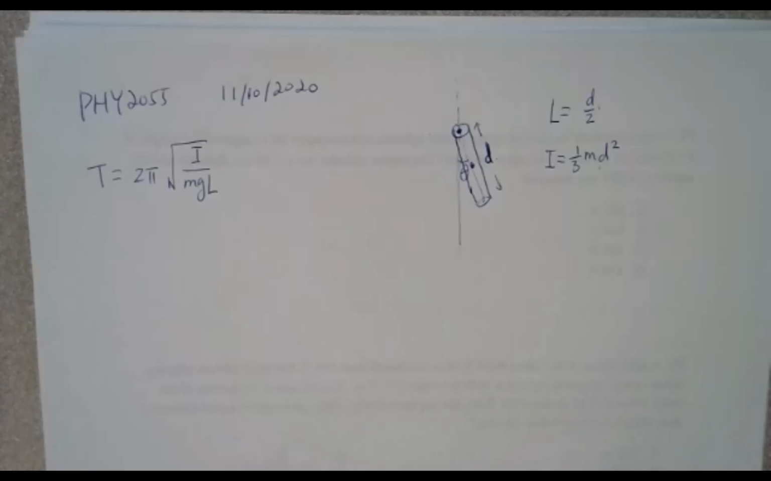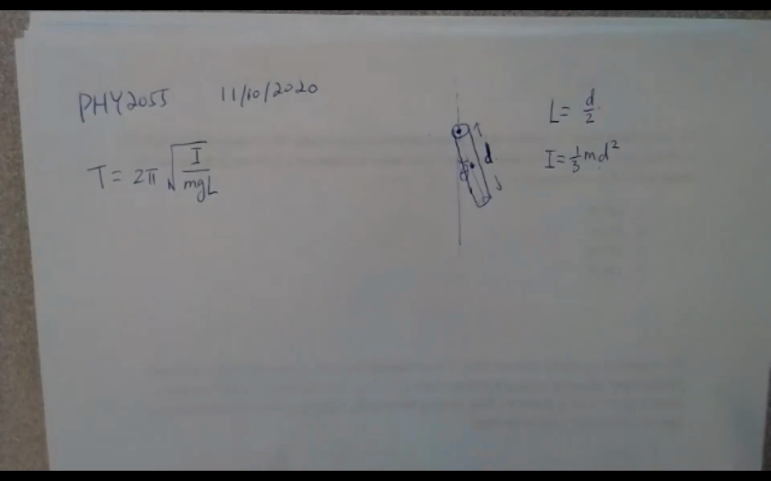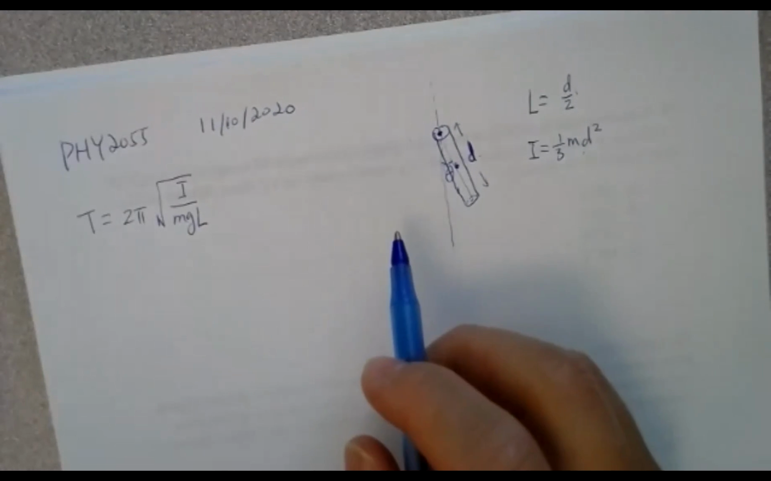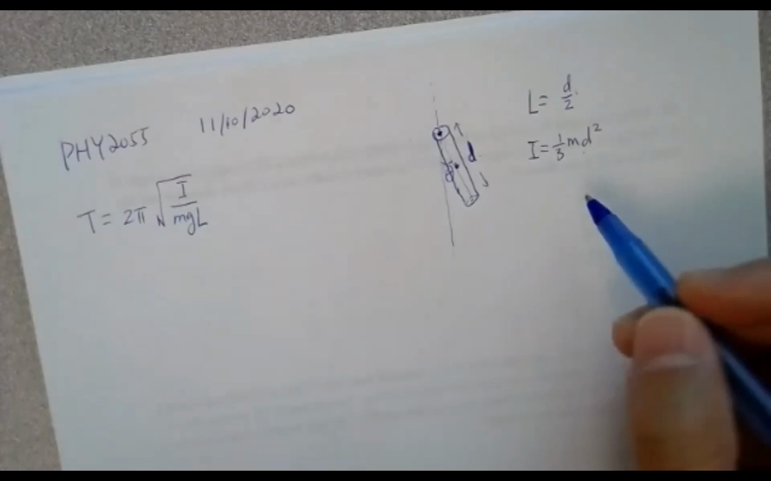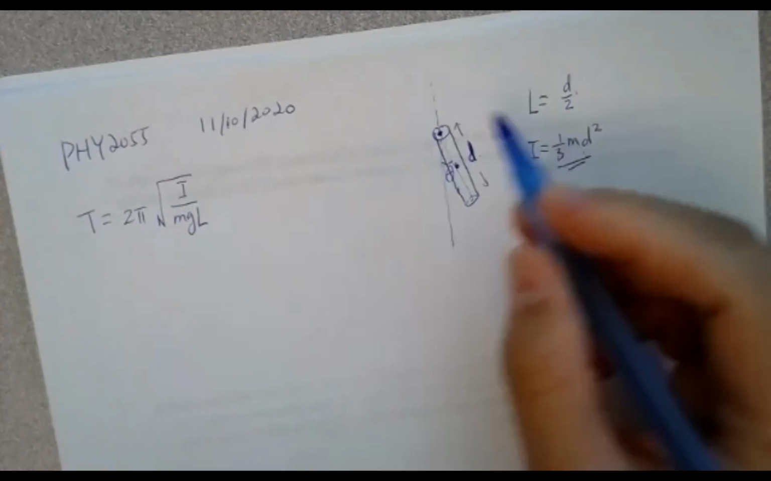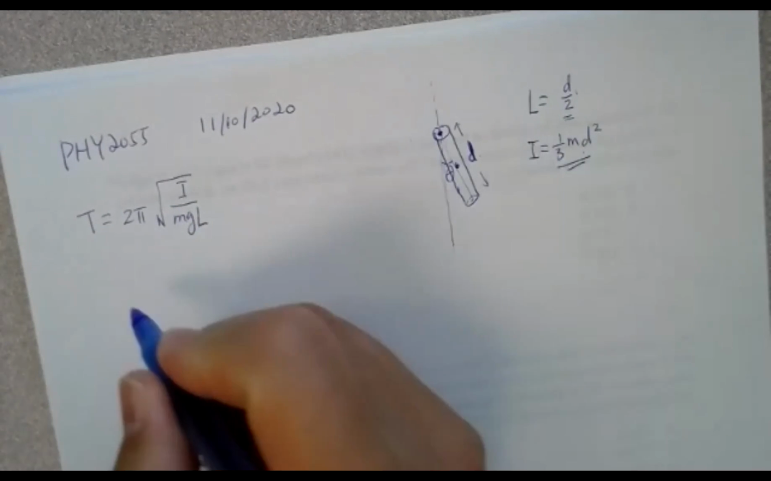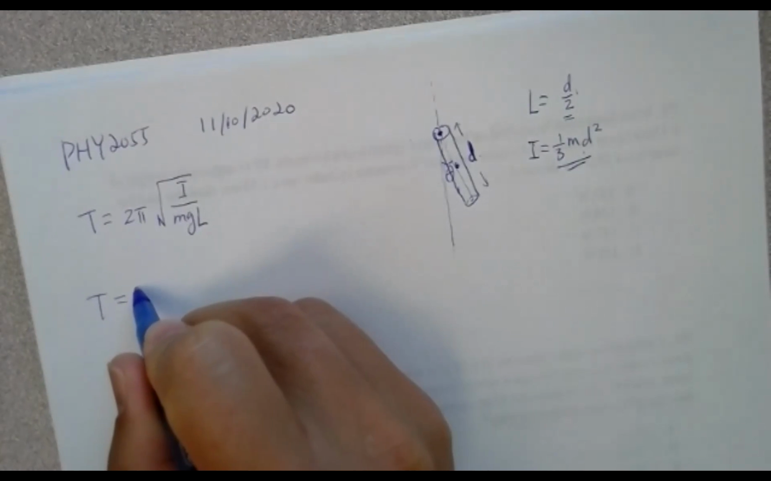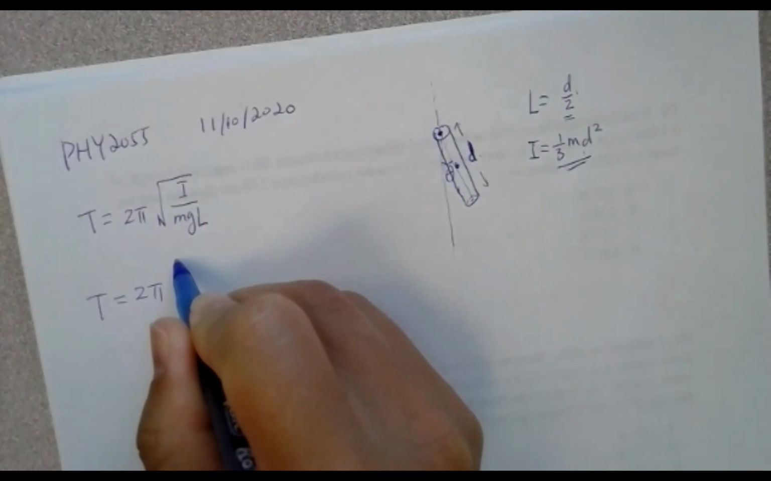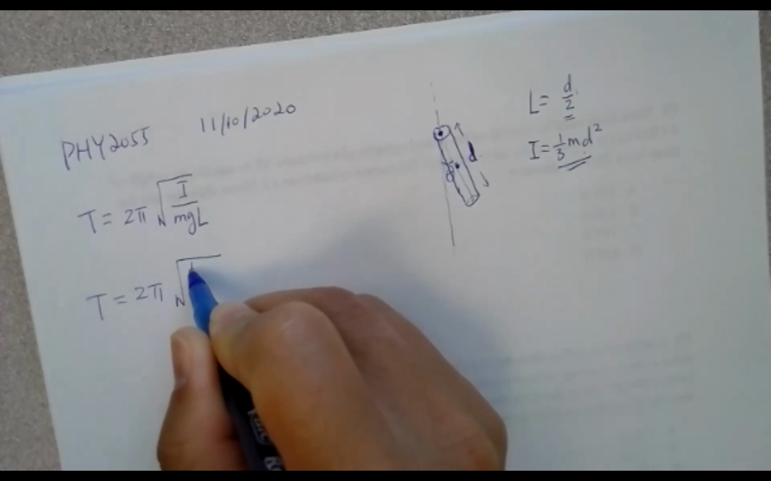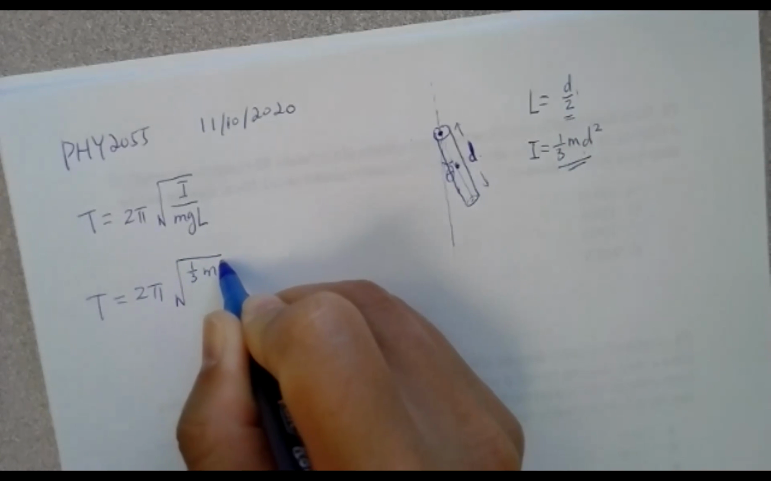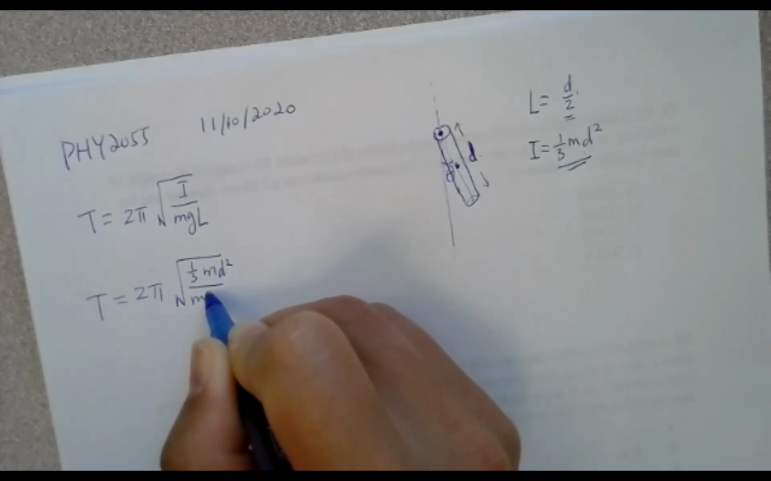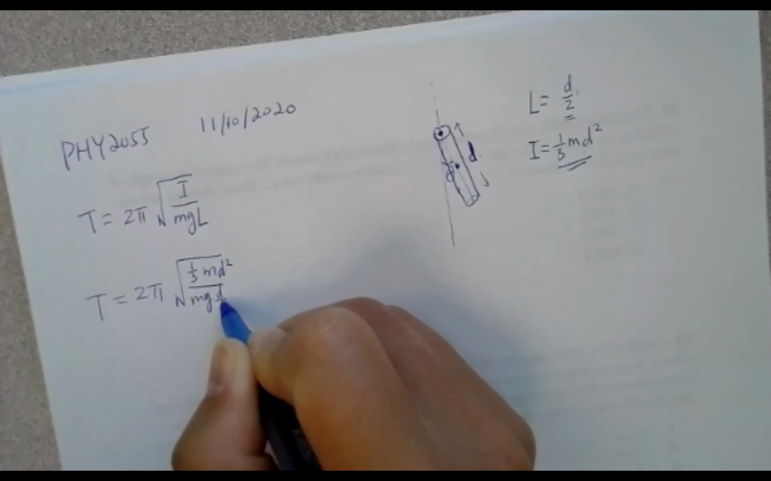All right, so I think we can take a look at this together now. I see a couple of responses in. So we basically have to replace I with this, and then L with this. Okay, and then we should be able to write an expression for our period after that. So square root of I, which is 1/3 md squared, divided by mg d over 2.